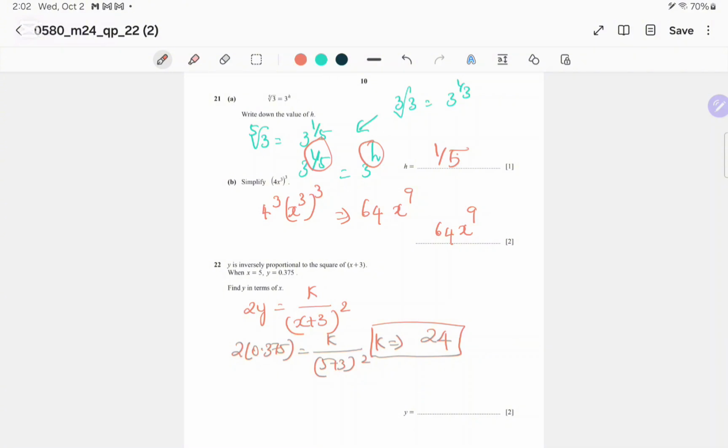Now to find out the final answer, you have to find out the y. So substituting in the y equation, y is equal to 24 divided by (x plus 3) the whole square. We are substituting, okay, and finding the answers, and we will get this one. Just by simply substituting in the equation of the first part. Okay, this is the answer.